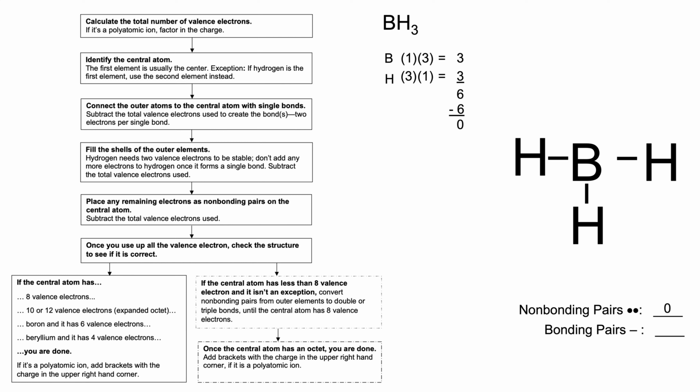So there's 0 non-bonding pairs, there's 3 bonding pairs. 0 plus 3 gives me 3, times 2 gives me 6. That is the number of valence electrons I wanted in the structure.